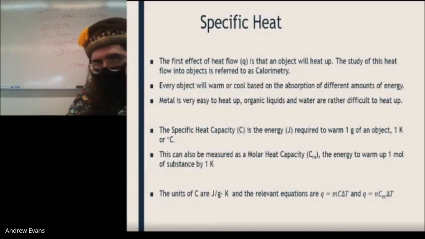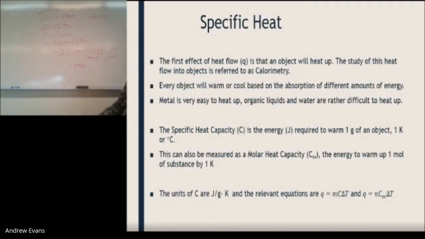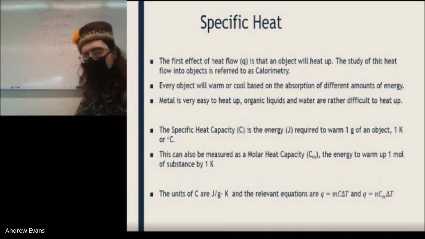Okay. Now, we've all been through the lab. We did the titration lab, or at least most of us have. Next week's lab has to do with calorimetry, which is going to be our big concept here. The first thing we need to consider when we deal with thermochemistry is that heat flow will heat an object up. The study of this heat flow into objects is called calorimetry.